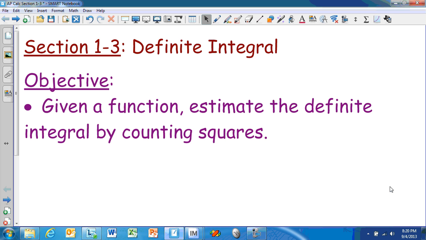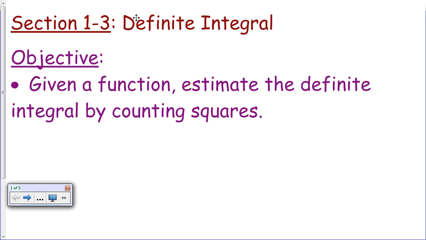Section 1-3 is titled the definite integral. If you recall, one of the 4 topics of calculus is on definite integrals. The objective is, given a function, estimate the definite integral by counting squares. So there's 2 things we need to figure out here. What, first of all, is a definite integral, and then secondly, describe the counting squares technique.